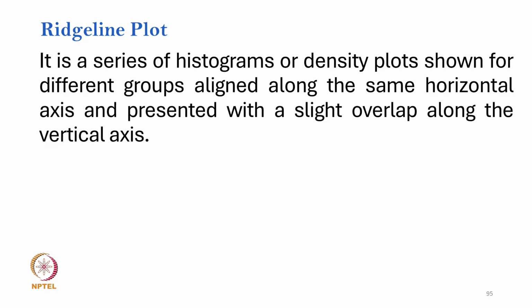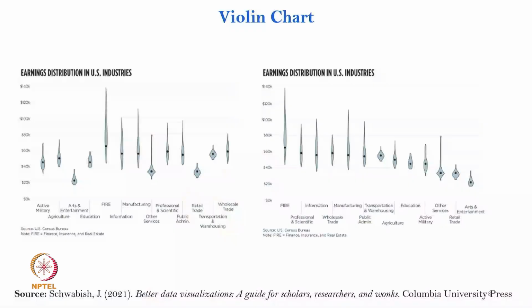And the ridgeline plot is a series of histograms. The density plot shows different groups aligned along the same horizontal axis and presented with a slight overlap along the vertical axis. The example shows here the earning distribution across 13 different countries. The horizontal axis is shared across the 13 countries and distributions sometimes overlap along the vertical dimension.